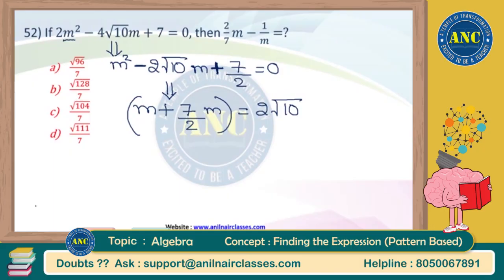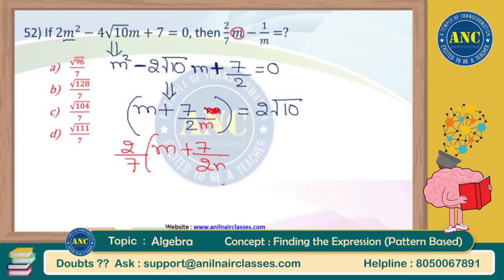Now if you observe the question, the question requires the coefficient of m to be 2 by 7, but here the coefficient of m is 1, so multiply the entire left hand side by 2 by 7. Sir, honestly speaking, you don't need to do all these things. Sorry sir, this m should be there in the denominator, right? It is m plus 1 by m, right? So that means m plus 7 by 2m.